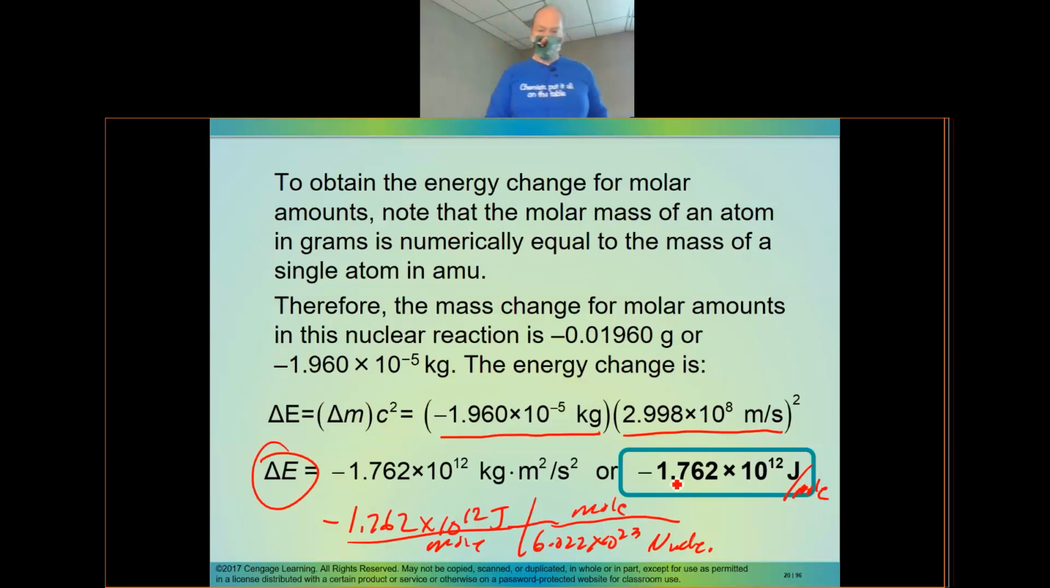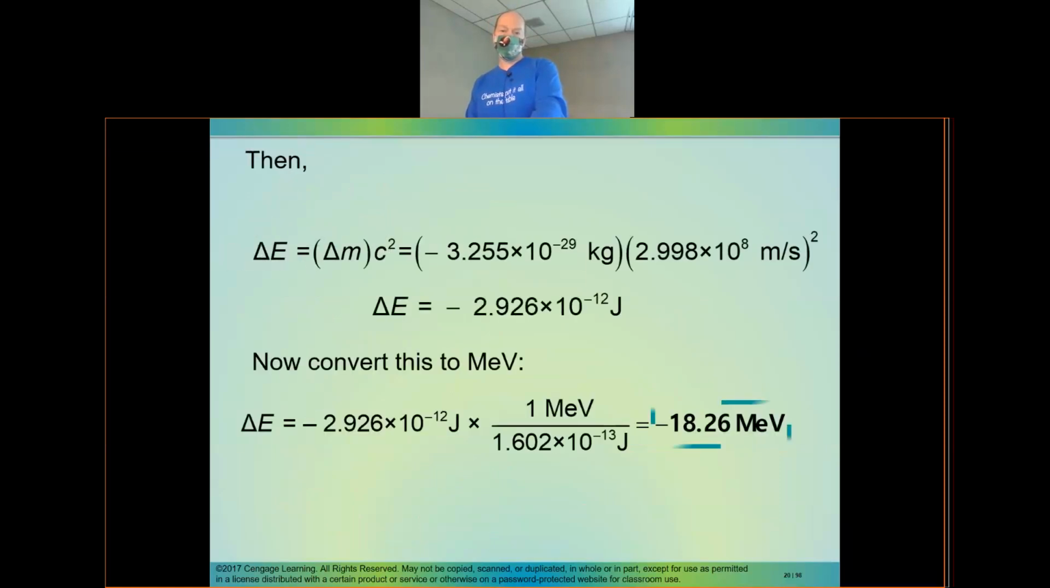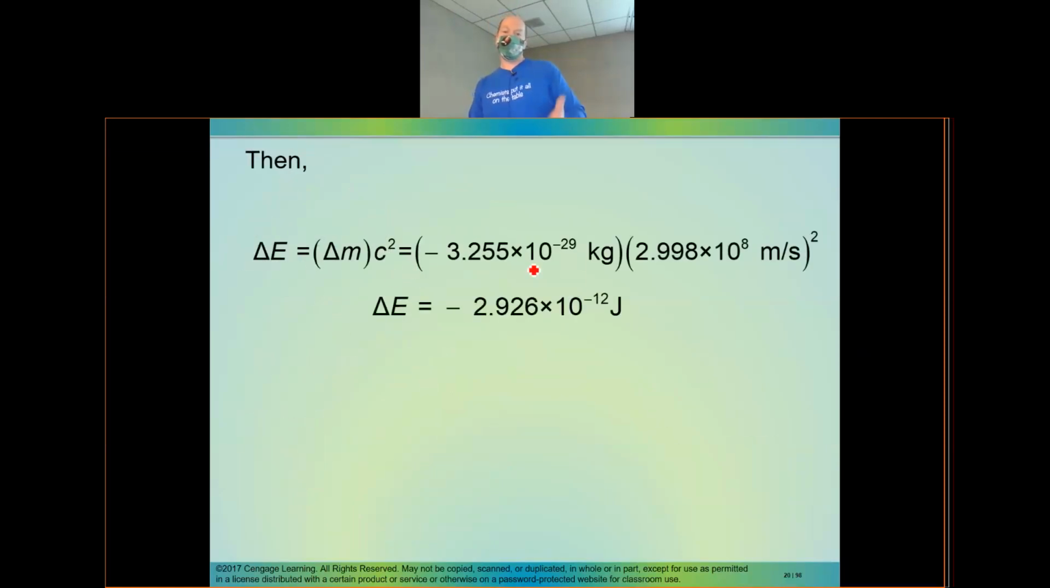All right, so when you do that, you take your 1.762 times 10 to the 12th, and then divide by 6.022 times 10 to the 23rd. That gives you a negative 2.93 times 10 to the minus 12. Yep. All right. So they went through a lot more hassle to get this number than they had to.